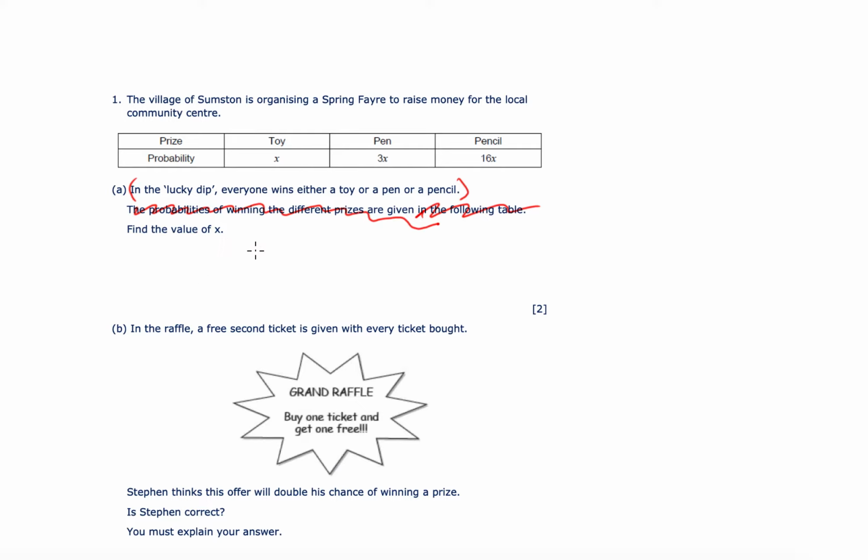Find the value of x. Well, we know that the maximum probability we can have is 1. Okay, so when we add these probabilities together, we should get 1. Okay, so we know x plus 3x plus 16x is equal to 1.